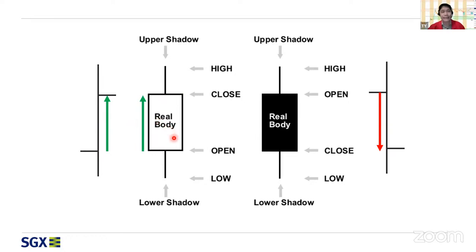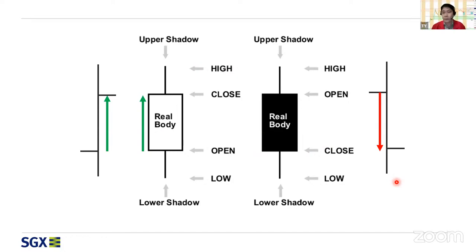Once you see a candle body that is hollow or white, it signifies that it opens at the bottom of the body and closes at the top of the body, giving you an up bar candle. Whereas if you have a dark or shaded candle body, it suggests that it opens at the top of the body and closes at the bottom of the body, giving you a down bar candle, all right? With the respective upper shadow and lower shadow.